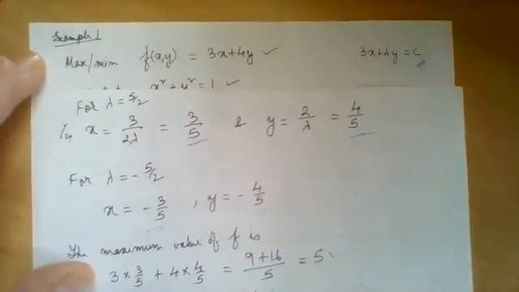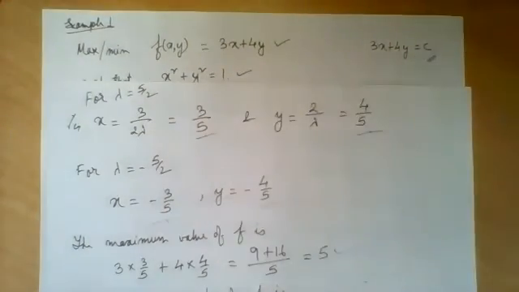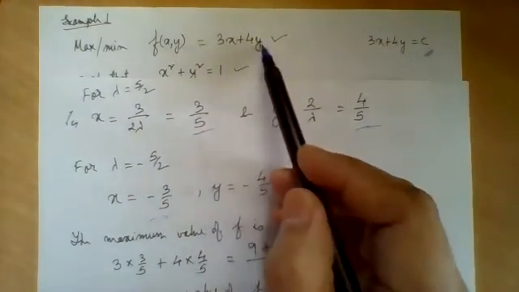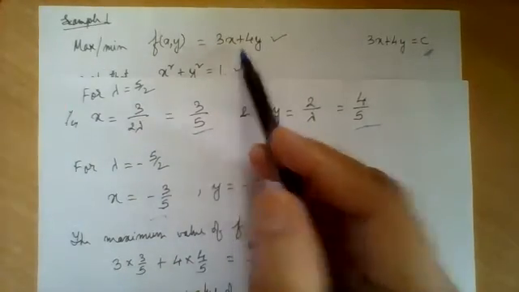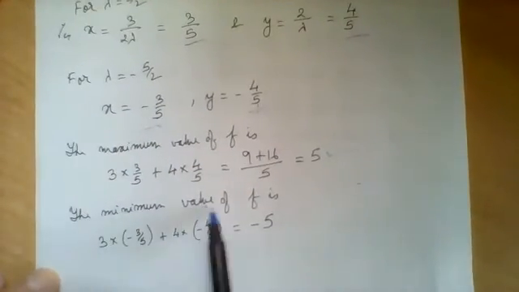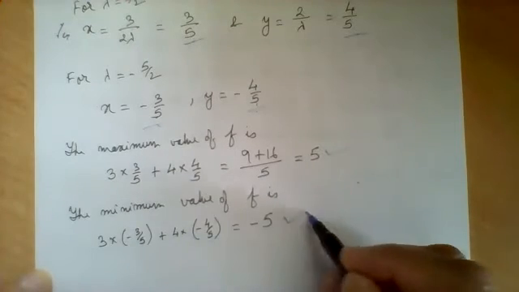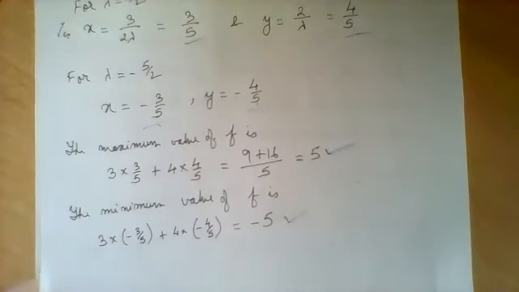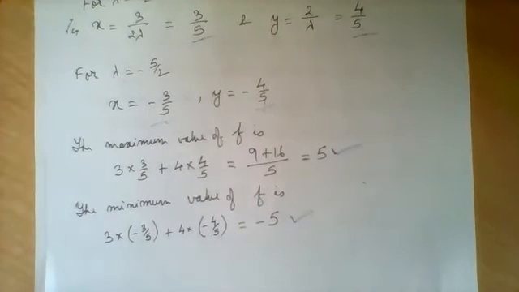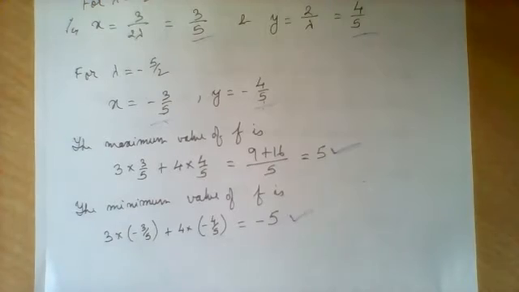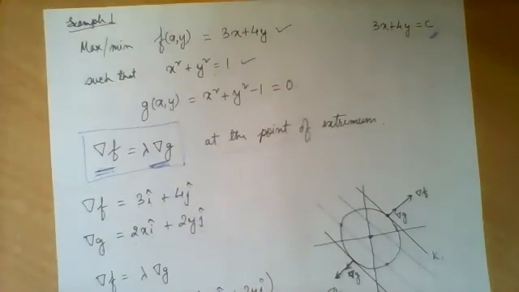There you go. So this 5 is the maximum value. When x and y are negative, we get the minimum value. The minimum value of f is given by 3x plus 4y, where x is minus 3 by 5 and y is minus 4 by 5, and we get minus 5. So this is the minimum value of f, and this is the maximum value of f. And this is how we maximize or minimize the value of a given function subject to a constraint. So this is the idea.